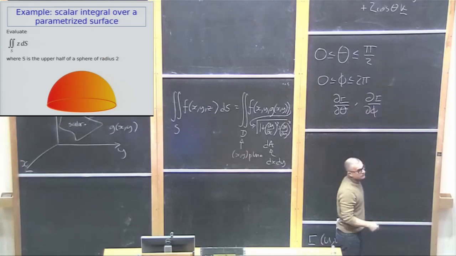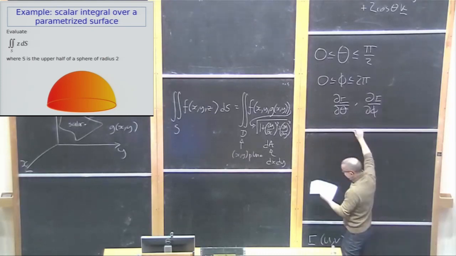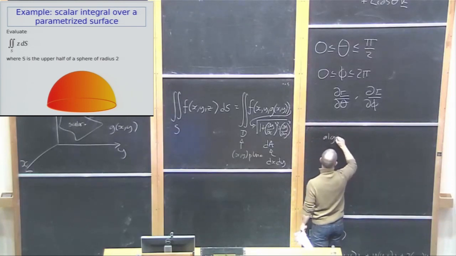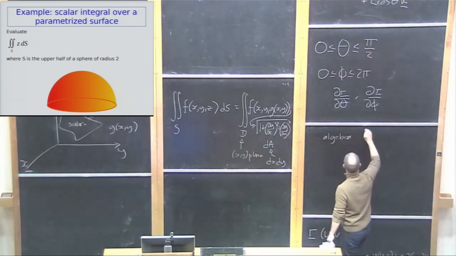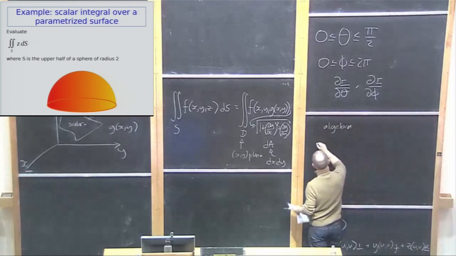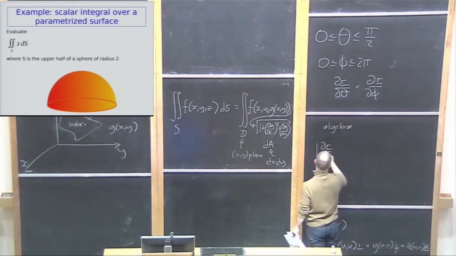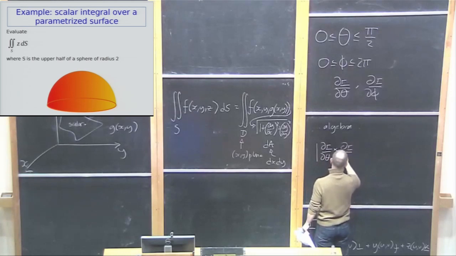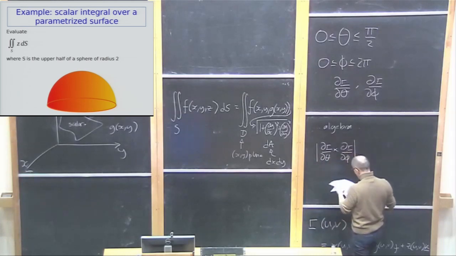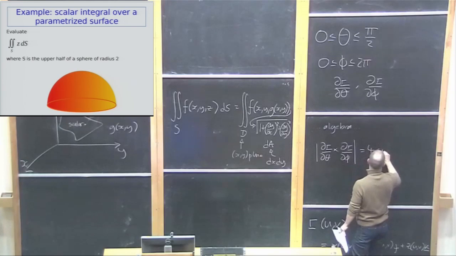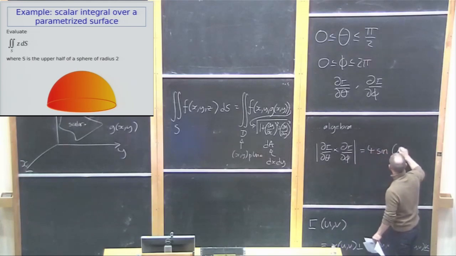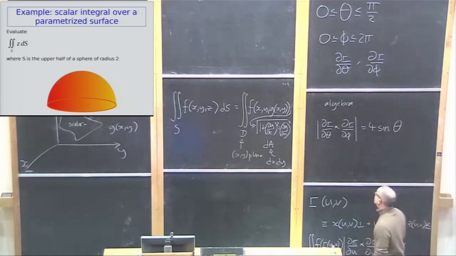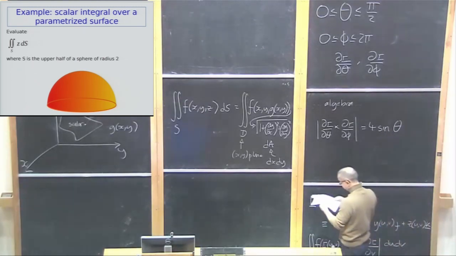And if we do that, and we work out the magnitude of that cross product, so again there's some algebra here which I'm not going to do for you, you end up with the magnitude equals 4 sine theta. Okay. So that then is your projection factor in this case.